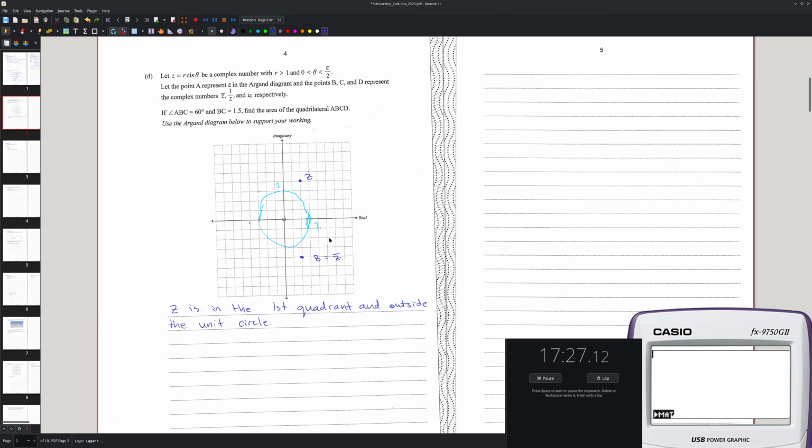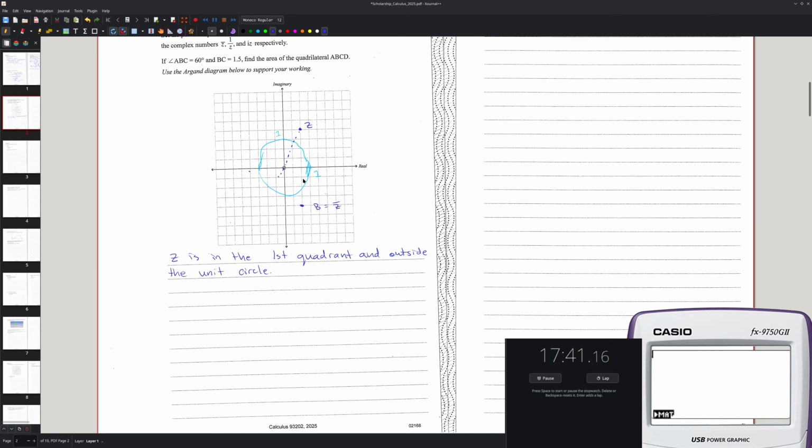Right, and then what's 1 over z? 1 over z would be inside the quadrant, but reflected. It's basically an inversion and then rotated 180 degrees, right? So it'd be like here. If I was doing this properly, I would be calculating the lengths and everything, but I really can't be bothered. So C is here. C equals 1 over z.